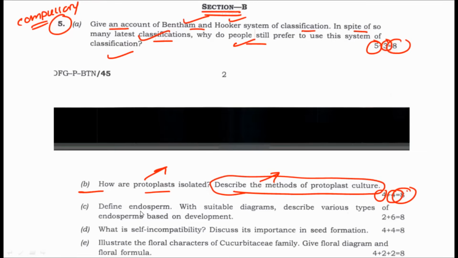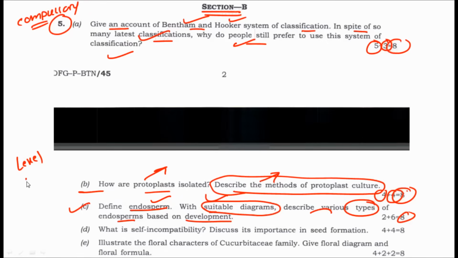Now, in the third sub question, they have asked, by giving suitable diagrams, describe the various types of endosperm based on development. So again, this question is coming from our videos. You just have to define what endosperm is and draw the suitable diagrams. And if you give the types, you will get the whole 8 marks. So you can understand what the level of these questions is.